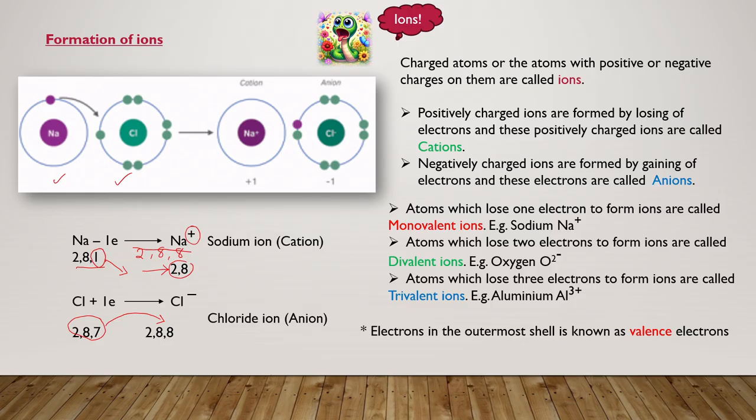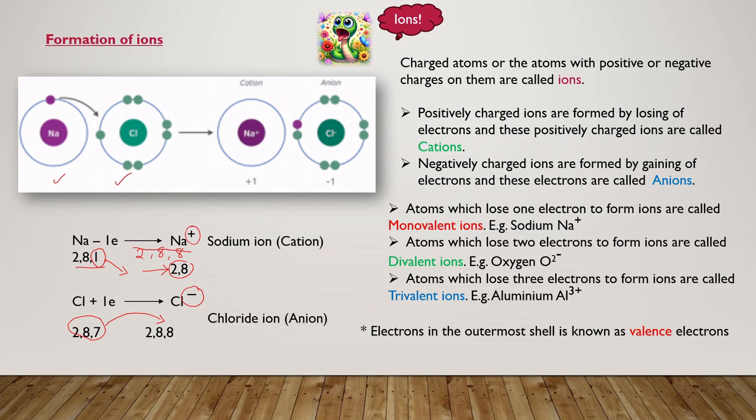Thus these two atoms combine together to form sodium chloride. This is what happens during a chemical reaction. They attain their stability and become a compound. Now here you can see Na plus, Cl minus, isn't it? So these are atoms, but they have a charge on them. One has a positive charge and the other has a negative charge.